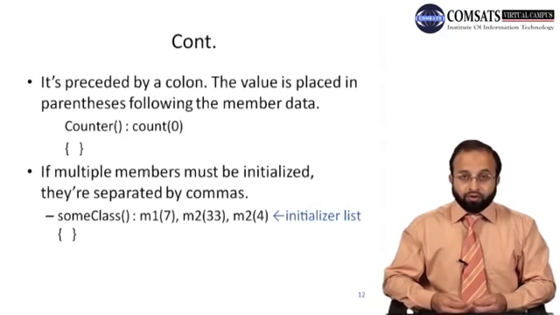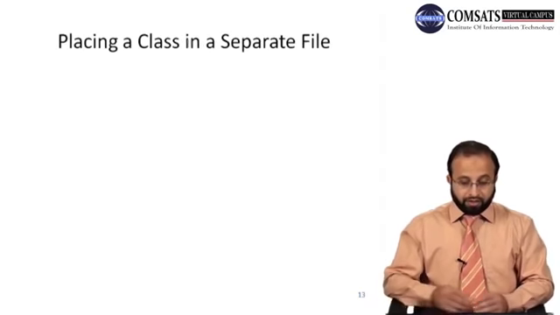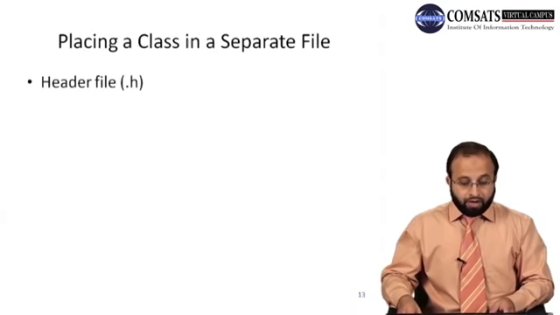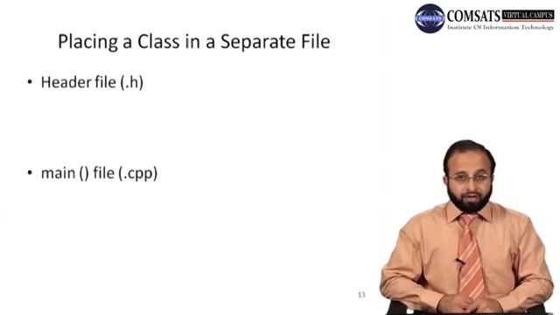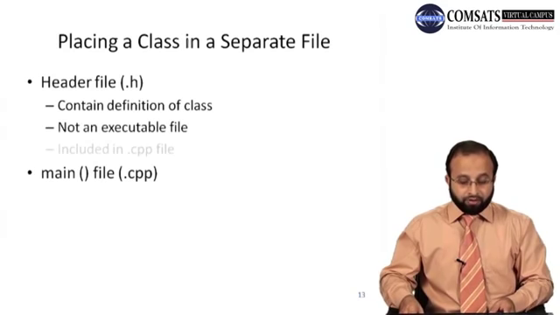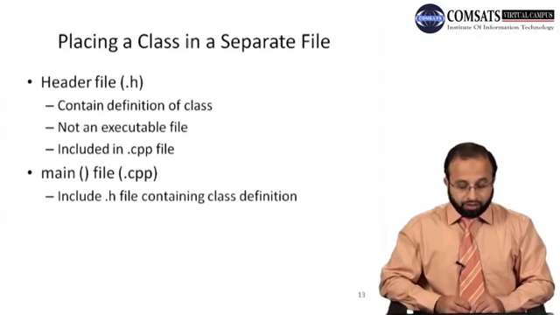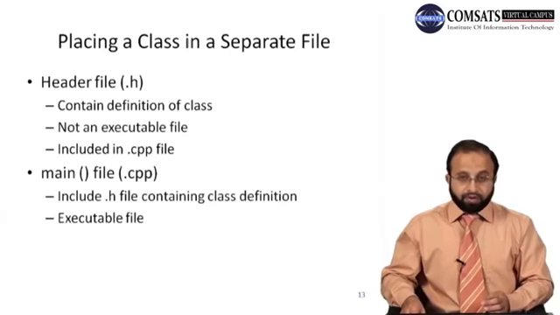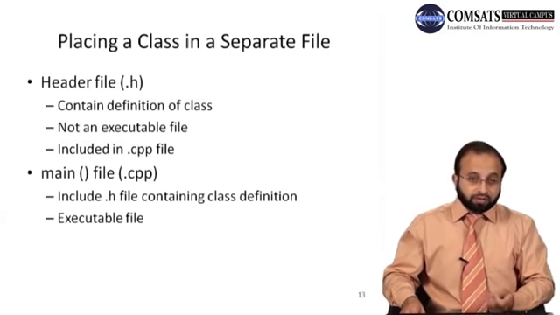We will see the constructor in more detail today, but before that let's see how we can place a class in a separate file. We have a header file and we have a main function file called CPP, and the header file is basically a .h file. Within the header file we have the definition of the class, and that is not an executable file because it doesn't include the main function, and it is included in the .cpp file. Include the .h file containing the class definition. The .cpp is an executable file because it contains the main function.